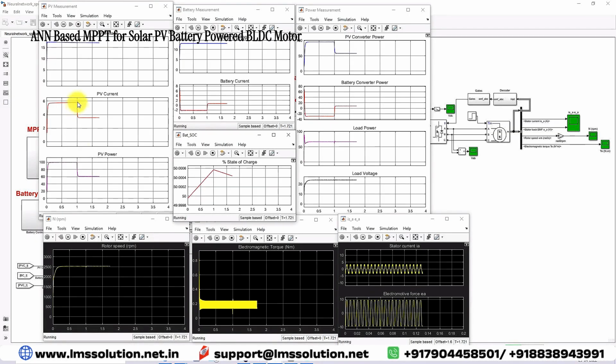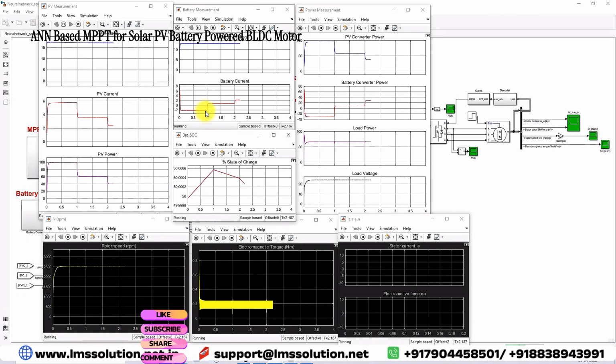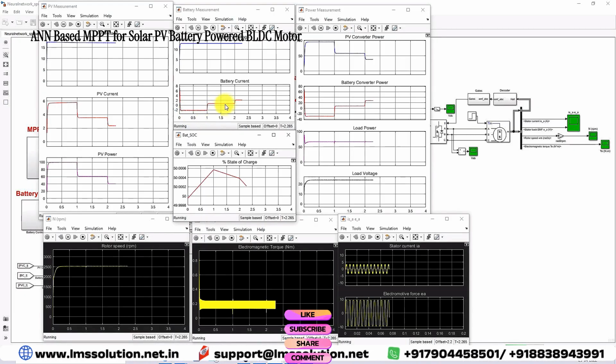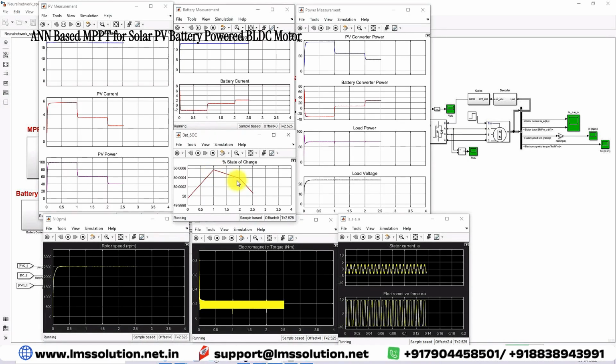Now you can see that after 1 second the irradiation changes from 1000 to 600. Here you can see the power generation from the PV is 60 watts. Here the power is reduced by 40 watts from the PV panel because of the irradiation reduction. Because of that, the battery current changes from -2 amps to nearly 1 amp. The battery is now discharging more. That's why the SOC shows the battery is discharged from 50.006 to some level. And then you can see the battery converter power change from negative to positive. Negative means the battery is in charging mode, positive means the battery is in discharging mode.